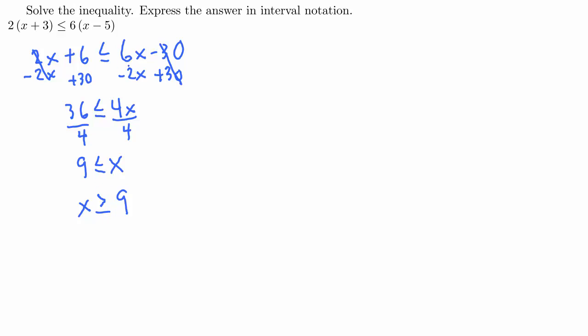Now notice that if I had subtracted 6x from both sides and subtracted 6 from both sides, what I would have had is negative 4x is less than or equal to negative 36. Then I would have divided by negative 4, and whenever I do that, that gives me x is greater than or equal to 9, which is what I got down here. And the reason why is because I divided or multiplied by negative 4 in this case. Whenever you divide by a negative or multiply by a negative, you have to flip the direction of the arrow.